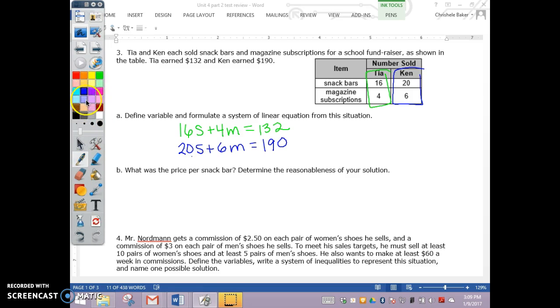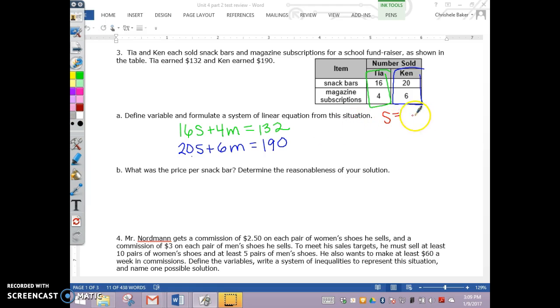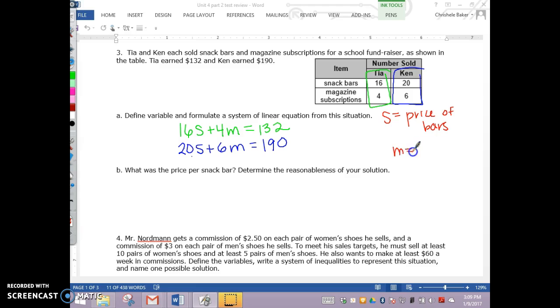So S must stand for, oopsies, that's too big. S is going to stand for price of snack bars. M is going to stand for price of magazine subscriptions. I know how many they sold. Usually we're looking for how many, but this time we're actually looking for the cost.